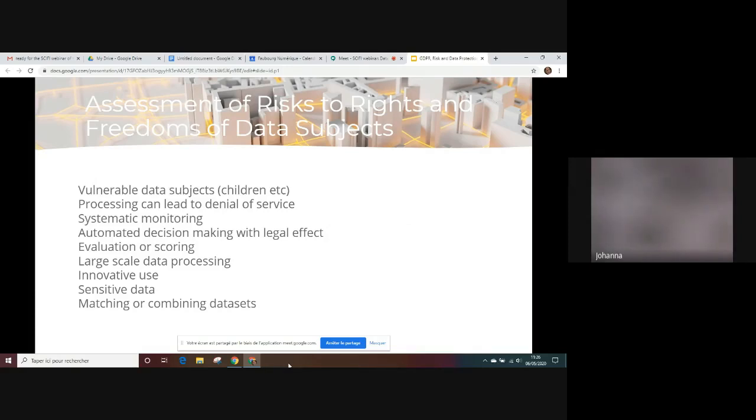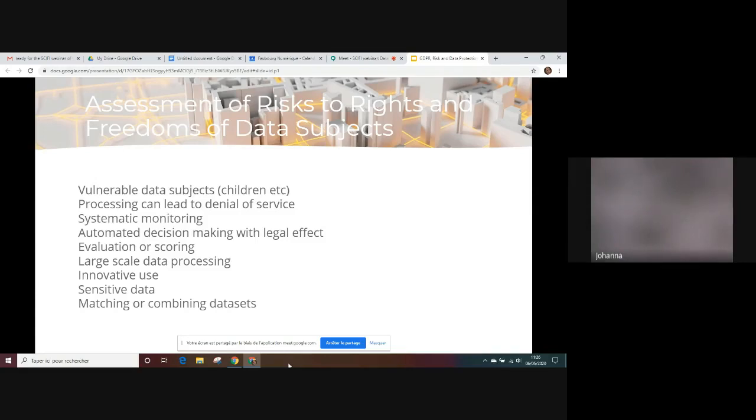So anything that involves evaluation or scoring, anything that involves large scale data processing. So almost all big data driven innovation projects are going to have to consider this, as well as the fact you can see the next line is if there is an innovative use, you need to do a DPIA. If there is sensitive data, obviously, which we've already talked about, the special category data, and if you are matching or combining data sets, because of course this leads to higher re-identification risk. Any of these 9 situations increases risk.